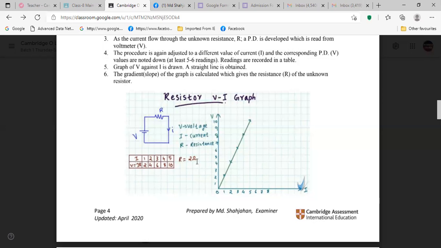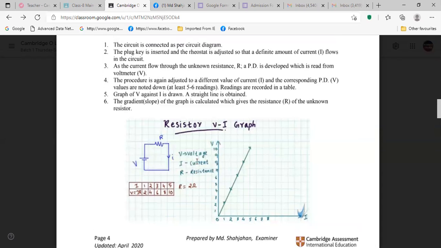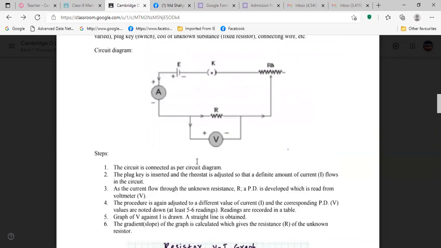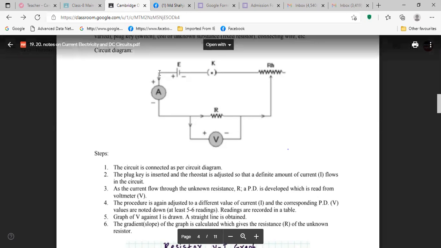Sir, how do we get the readings? Readings we are getting in the appliance. You see here, we connected one ammeter. Ammeter is an instrument to measure the current, and voltmeter is the instrument to get the voltage, right? So we are getting the current through this resistor. This current is the same everywhere. It is a series circuit, so there is a single path, so everywhere the current is the same, right?